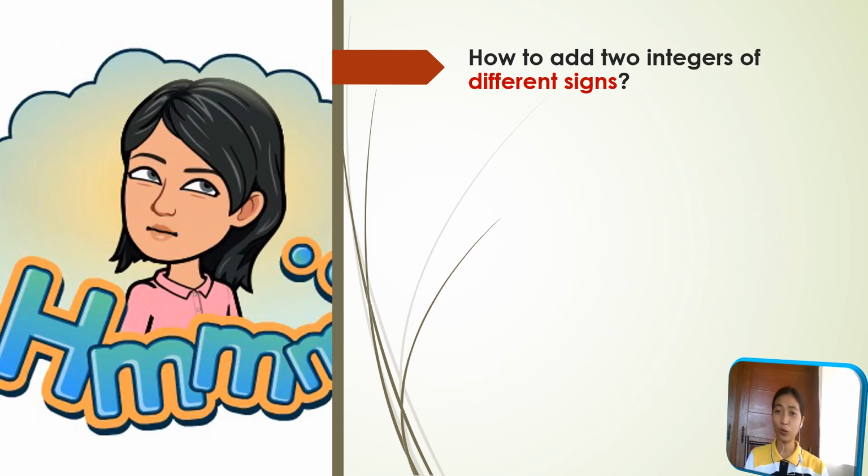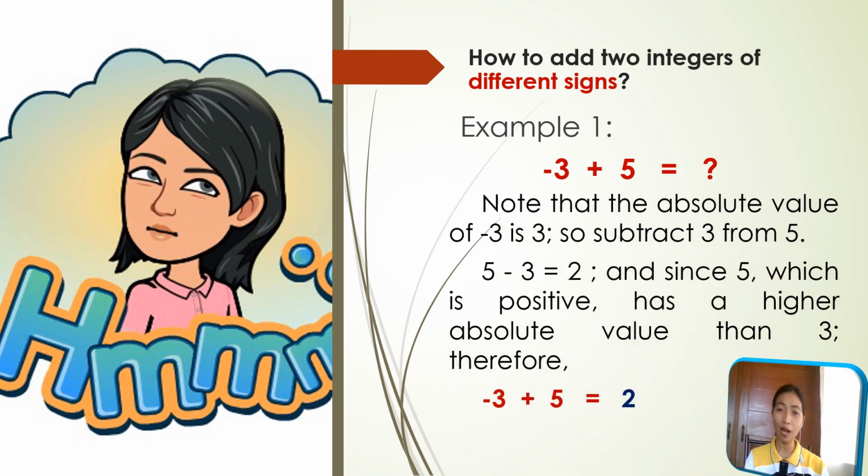Second scenario is, how do we add two integers of different signs? Okay, example number 1, we have negative 3 plus 5. Okay, they are of different signs. What is the sign of 3? It is negative, and 5 is positive. So they are of different signs. So how do we add these numbers now?